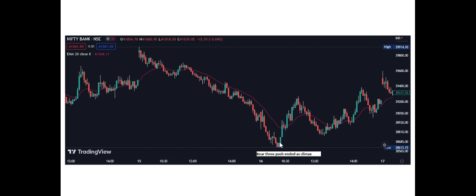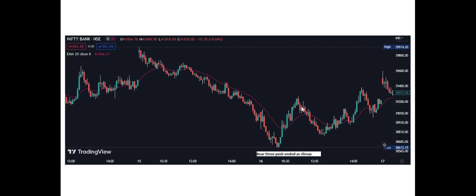Because this is a climax, the reversal is also very powerful. It is equally steep. It is like a V shape, from here to here, from here to here. It's a V shape. So if your three push is ending in a climax, the reversal that is caused by that is also extremely steep. So this is a case of a bear three push that ended in a climax and reversed steeply into a bull.